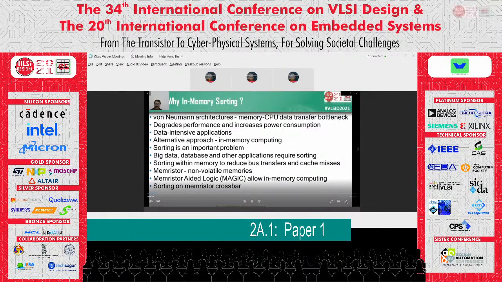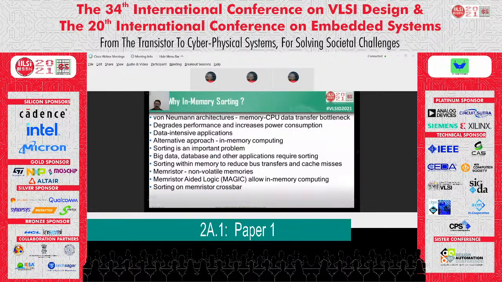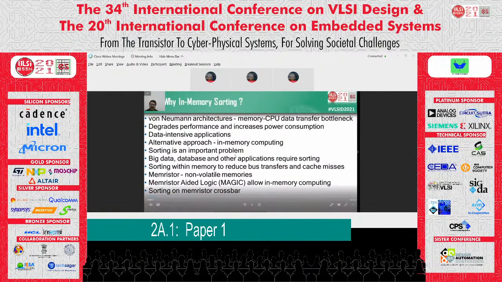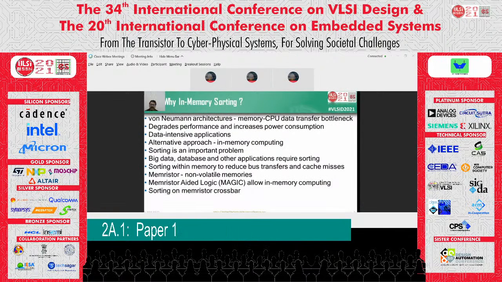So the first question which comes is why in-memory sorting? As we know, the traditional von Neumann architectures suffer a bottleneck for transferring data between memory and CPU. This degrades performance and increases power consumption for data-intensive applications. In-memory computing can be an alternative approach to solve this problem.